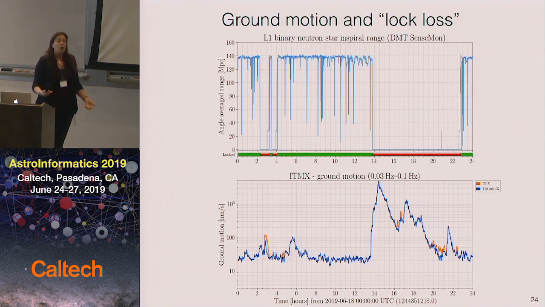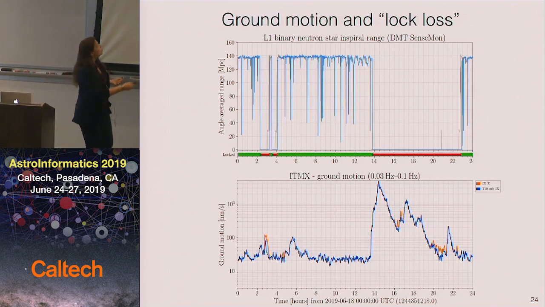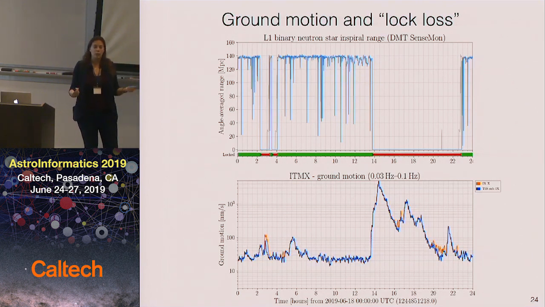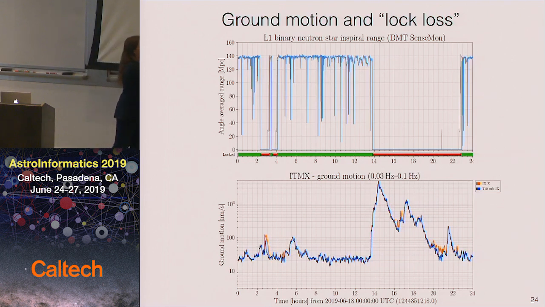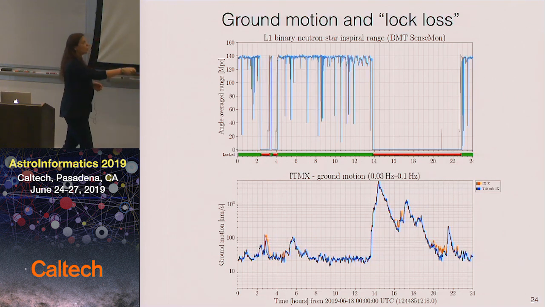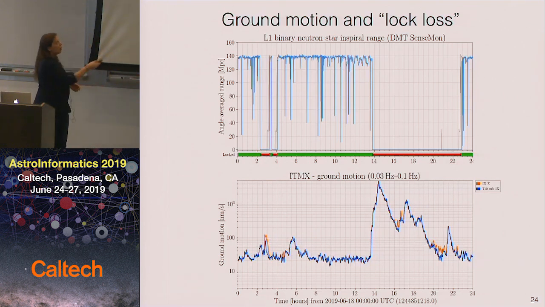Often this is ground motion. What you're looking at in the top plot is the binary neutron star range for LIGO Livingston, and this dropout here is a lock loss. This is where we're unable to maintain light resonance in the detector, and this is correlated with the spike in ground motion. This is 0.03 hertz to 0.1 hertz, the best band-limited range for us to sense earthquakes. So you see this is a big earthquake, it shakes the mirrors around, and we lose light resonance.